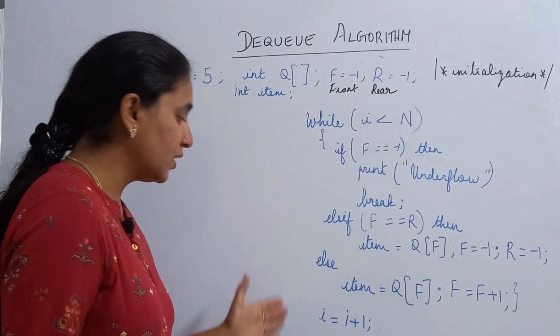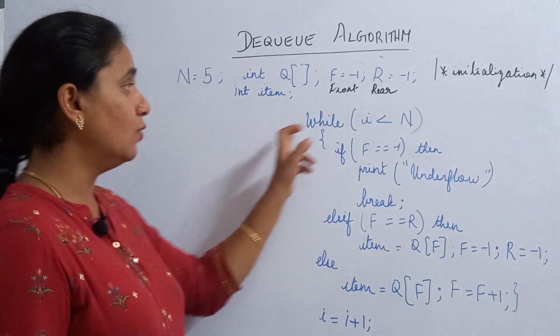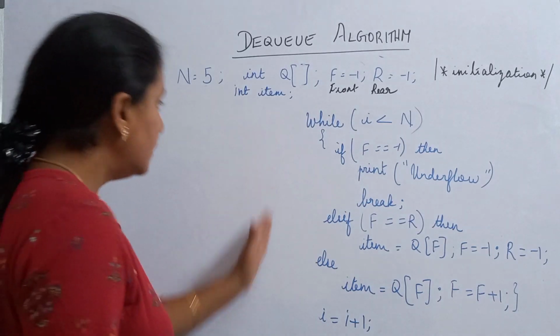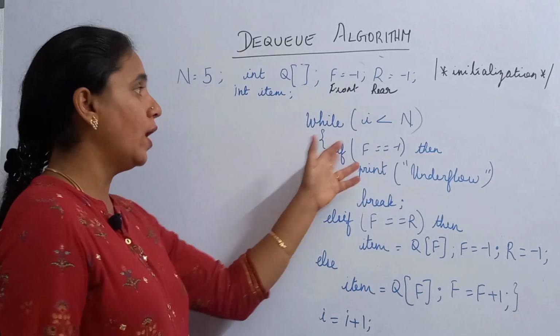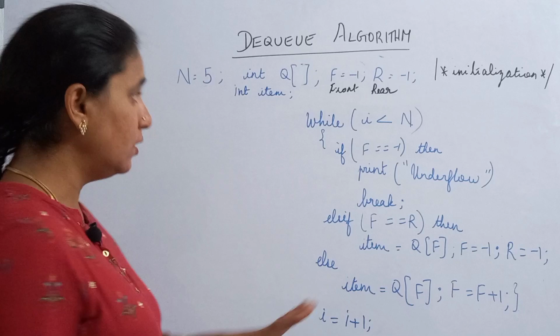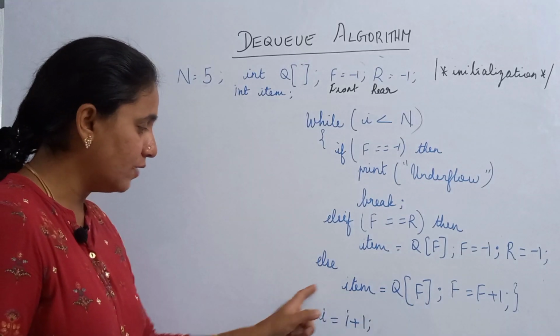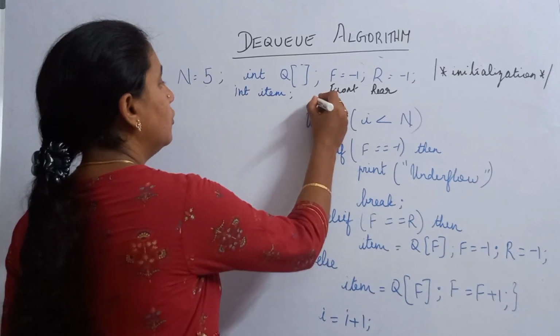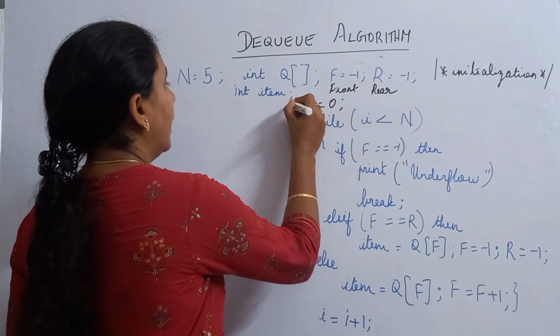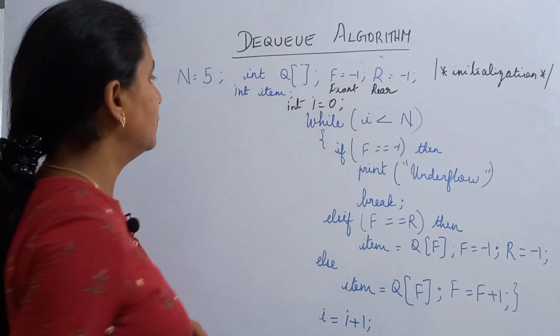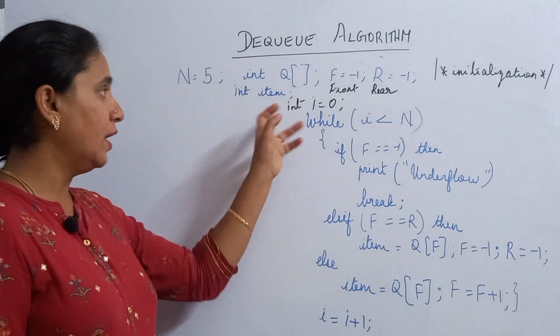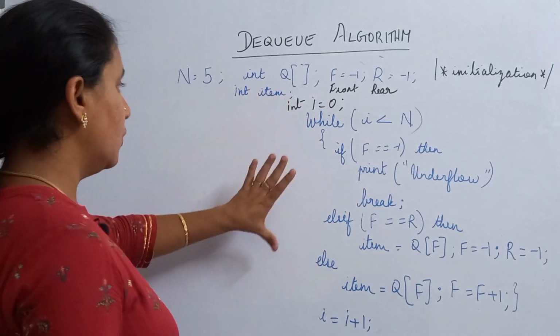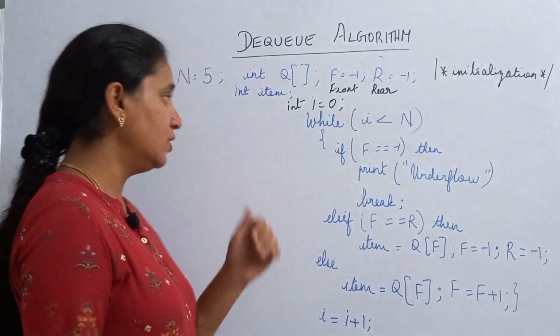In the last class I used a for loop, but in this session we are going to use a while loop. Here I have incremented the value of i. Initially let this i value be 0, int i is equal to 0. I had not mentioned this, so I have added it here. Now shall we go for the discussion?